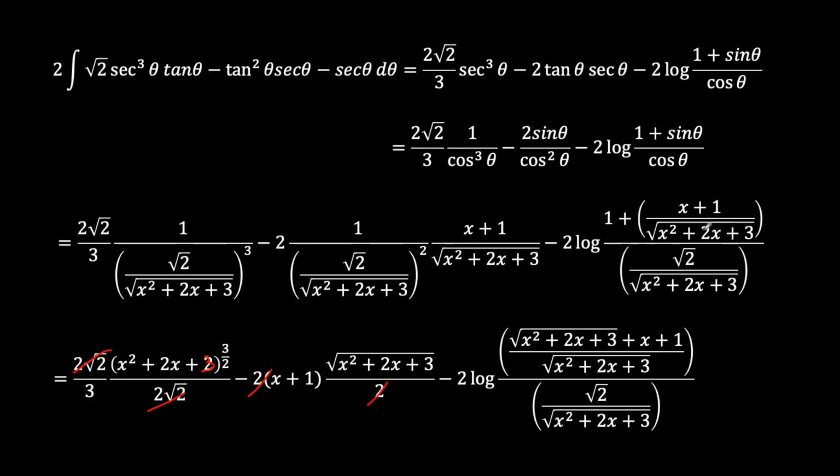And so we have square root of 2x squared plus 2x plus 3 as our common base, and then we add square root of x squared plus 2x plus 3 and x plus 1. And since this and that cancel, we are left with whatever we see here over square root of 2.